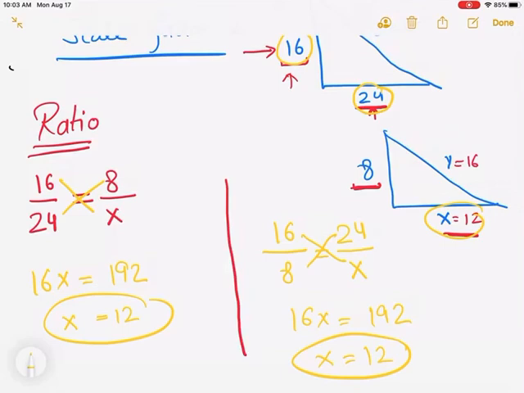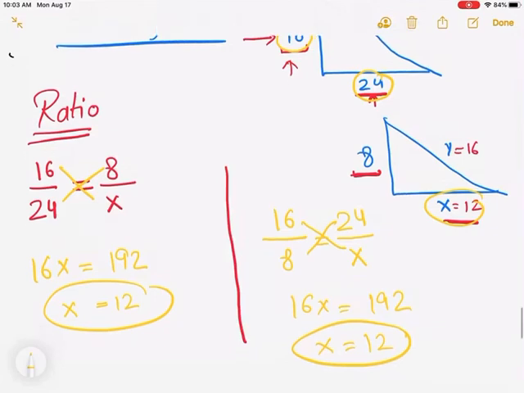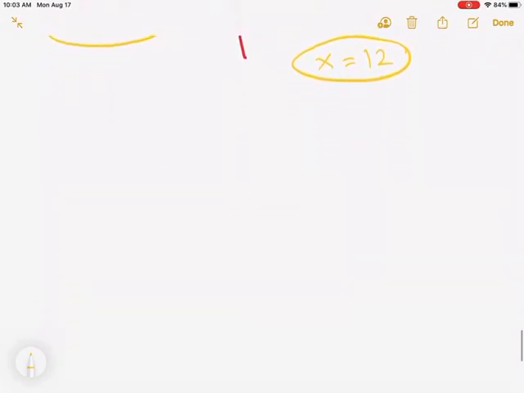You could set both sides from one triangle equal to their corresponding sides from the other, and then cross product. Or find the scale factor. So either or. And yeah, I'm almost done. One last example for that.